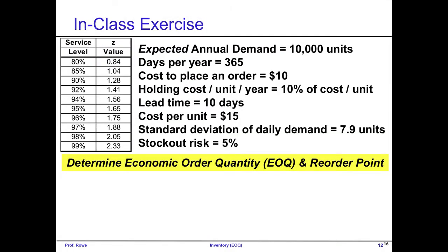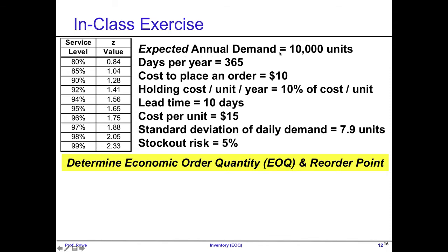The great thing is, with the service level, we can look at our standard normal distribution table, and it gives us all these values. I just summarized them here in a nice table, but you can find the Z values on the standard normal distribution table.